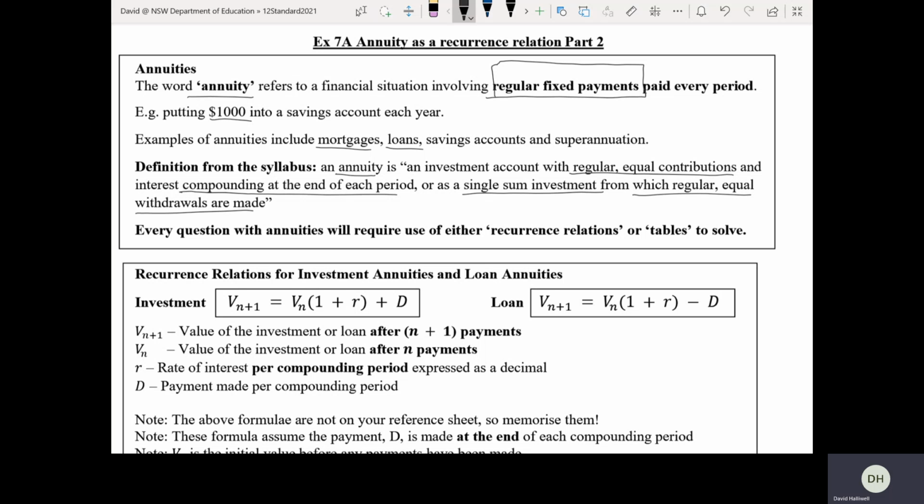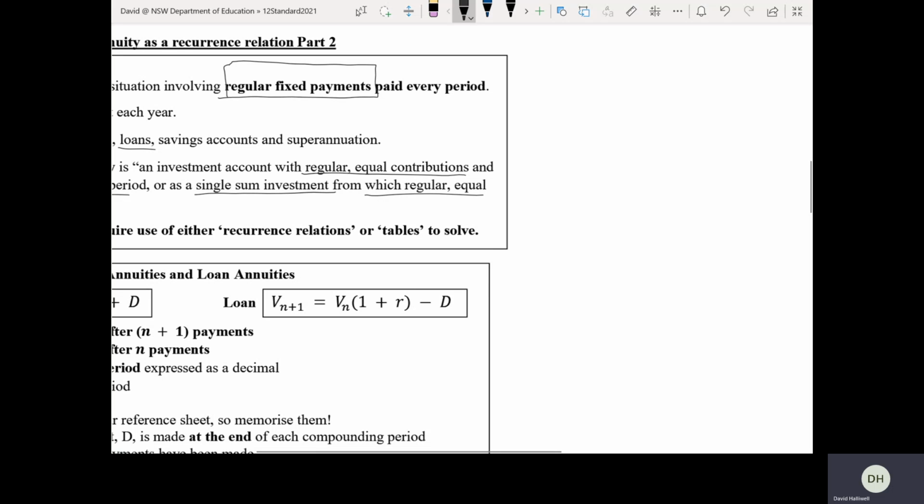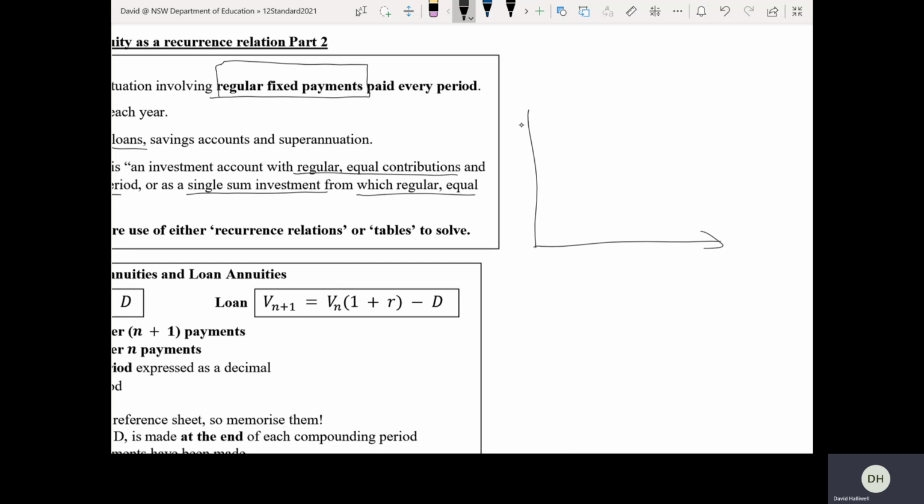So regular equal payments. Okay, now I want to explain that this is different to compound interest. So let's have a think. With compound interest, you put one amount in at the beginning and you watch it grow exponentially. You gain interest on that one amount. But this is a little bit different.